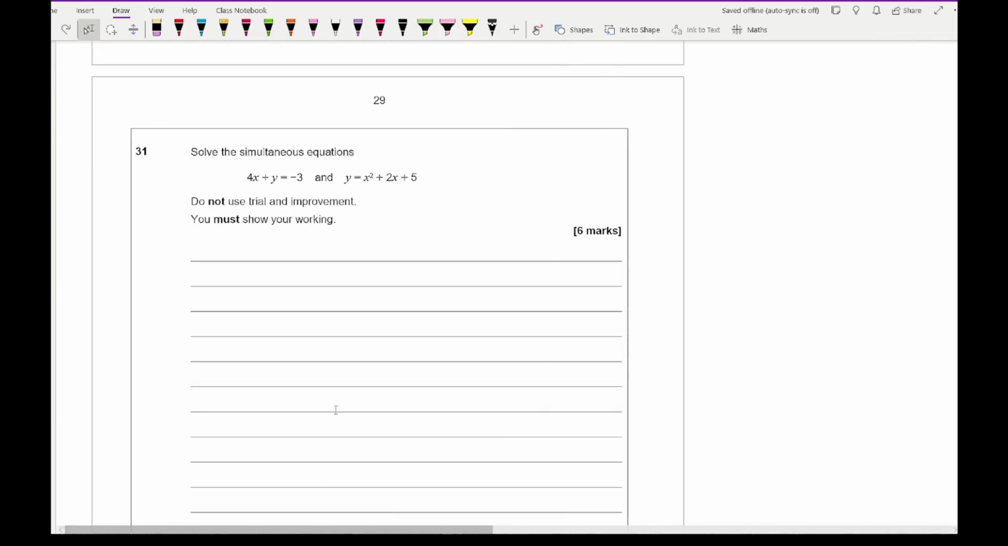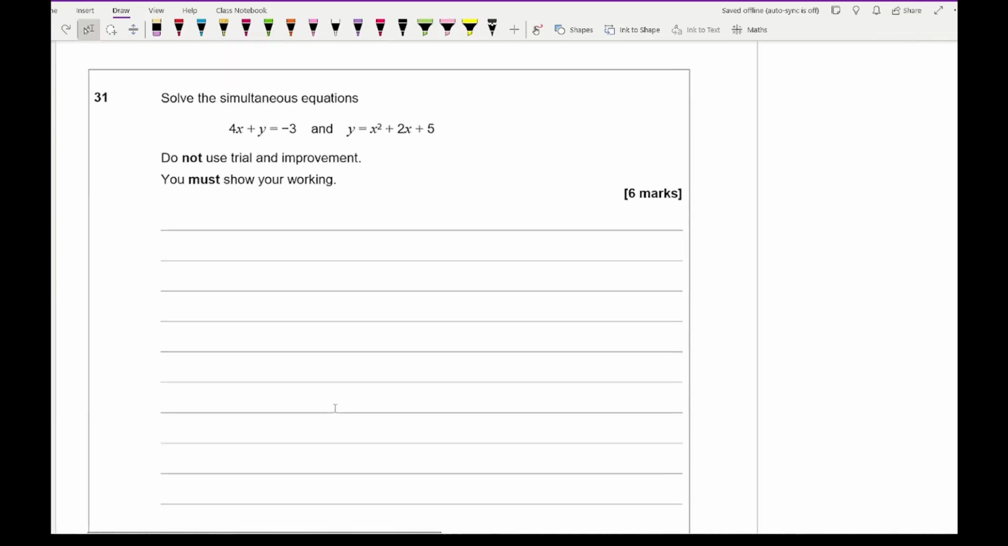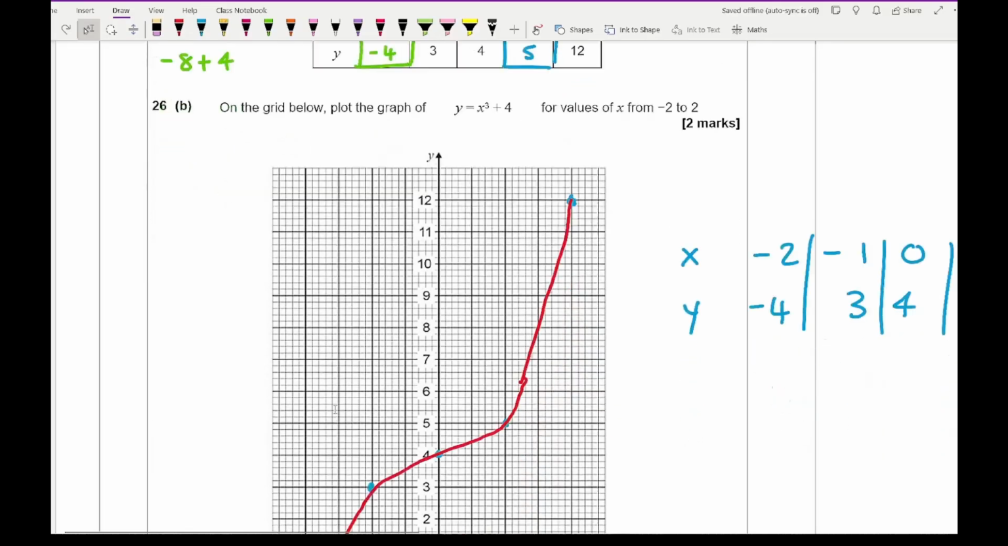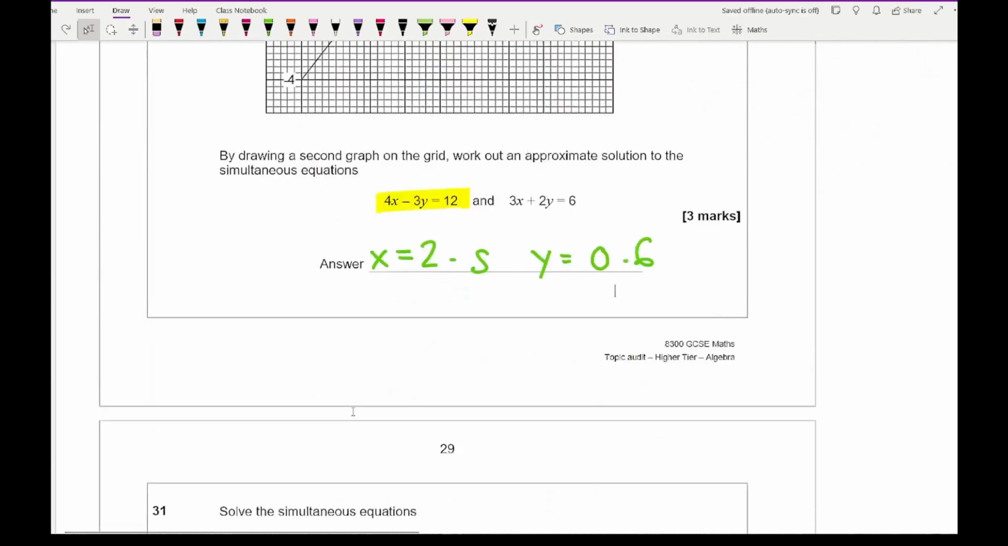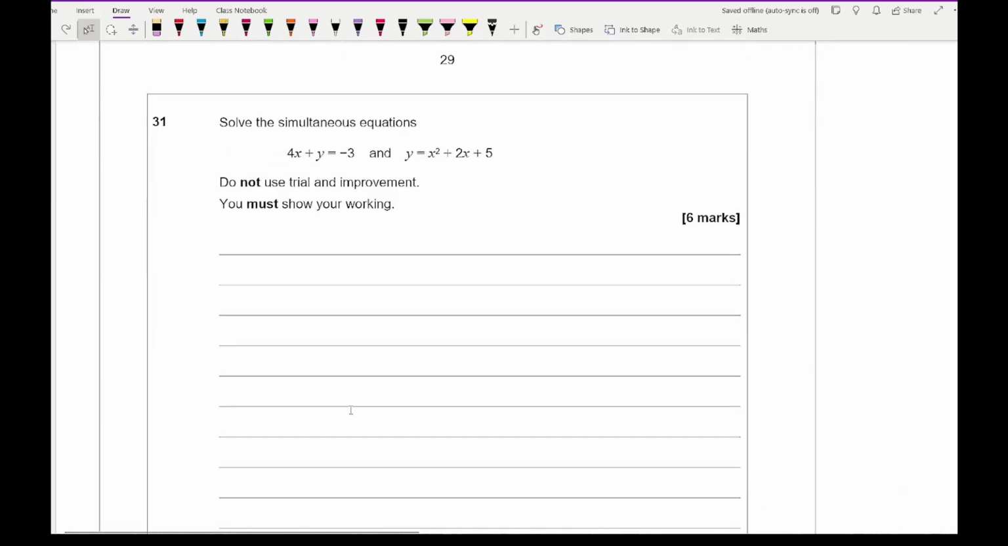So here we've got another simultaneous equation, but this time we've got one linear, one quadratic, and I knew that was going to happen. So let's just go back to that question. And here we go. So it says solve the simultaneous equation. Now what you want to do with this is, with the linear equation which is here, you want to rearrange this to make one letter the subject. Now it makes it more appealing to make y the subject. So here we end up with y equals, now if I take the 4x over to the side, I end up with minus 3 minus 4x.